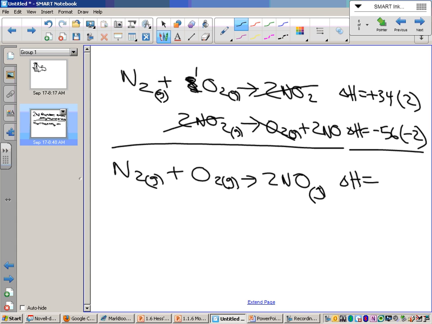180? Yeah, 180 kilojoules. And this isn't a molar enthalpy. This is the enthalpy for this entire reaction, which means it's how much energy we get per 1 molecule of N2 and 1 molecule of O2 and 2 molecules of NO. Pretty straightforward business. Okay, let's do one more example.